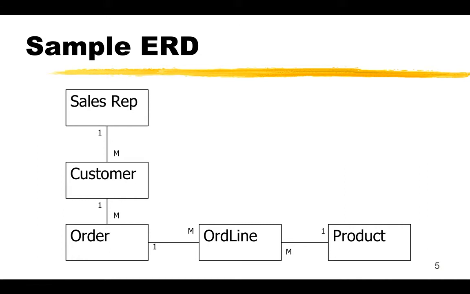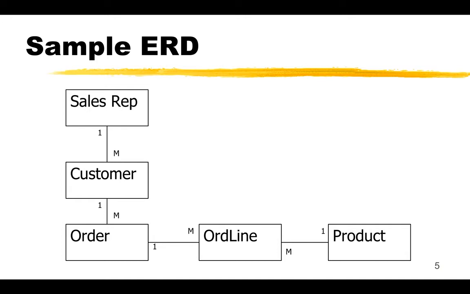For example, here we already have at the top sales rep as an entity and customer. The sales rep can have many customers, but the customer can have only one sales rep. Next, we're going to see customer and order. A customer can place many orders, but the order can only have one customer. Business rules.